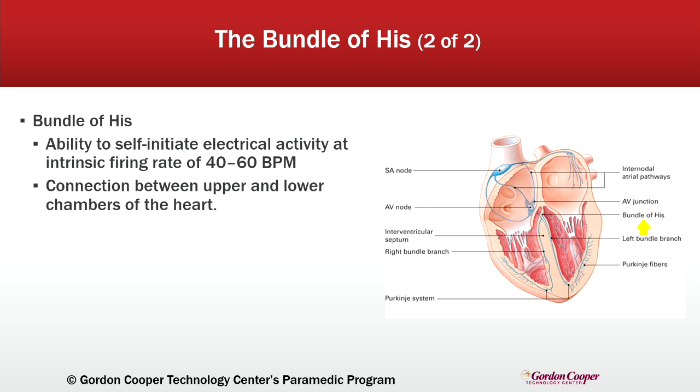Now, besides being crucial as a conduction pathway, the bundle of His also has the ability to self-initiate electrical activity. That means that if something goes wrong with the electrical system above it, the bundle of His can step in and become a secondary pacemaker. If it has to take over, the intrinsic firing rate of the bundle of His is around 40 to 60 beats a minute, which is way slower than the SA node and the AV node, but it's enough to keep the heart pumping at a basic level.